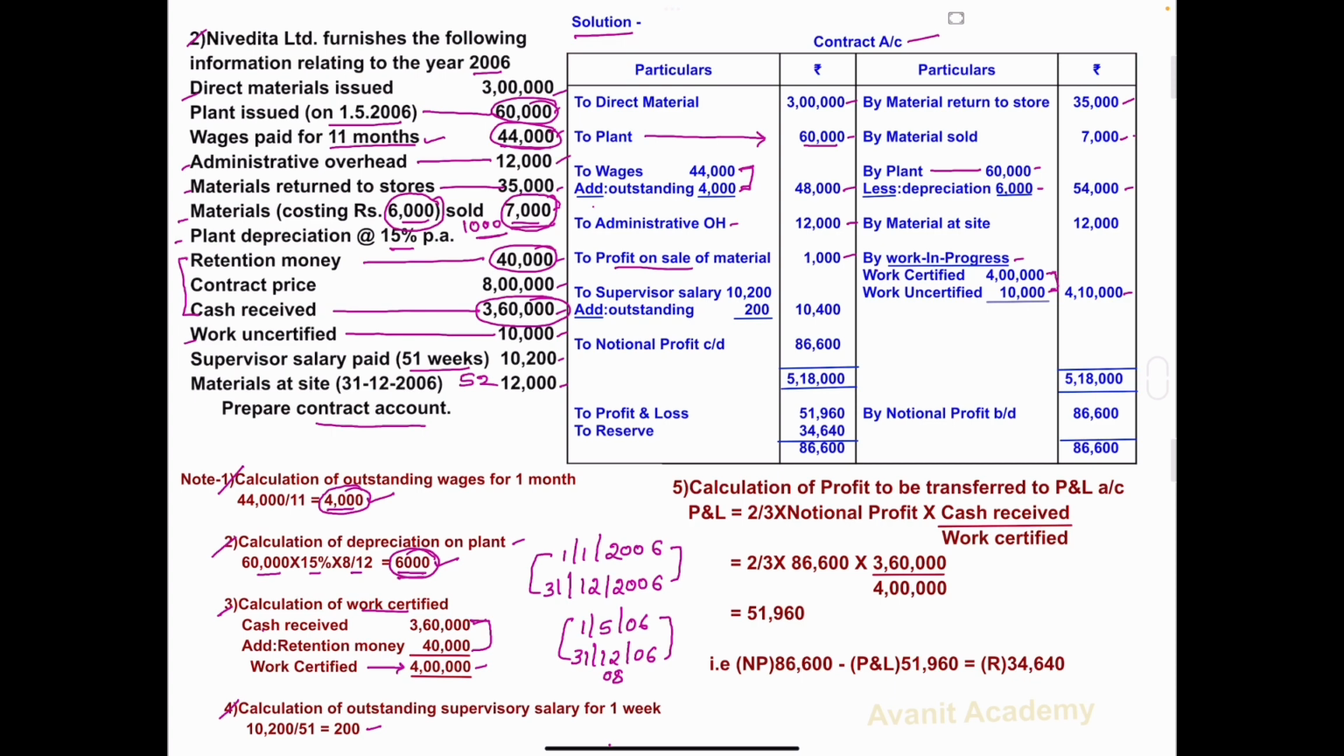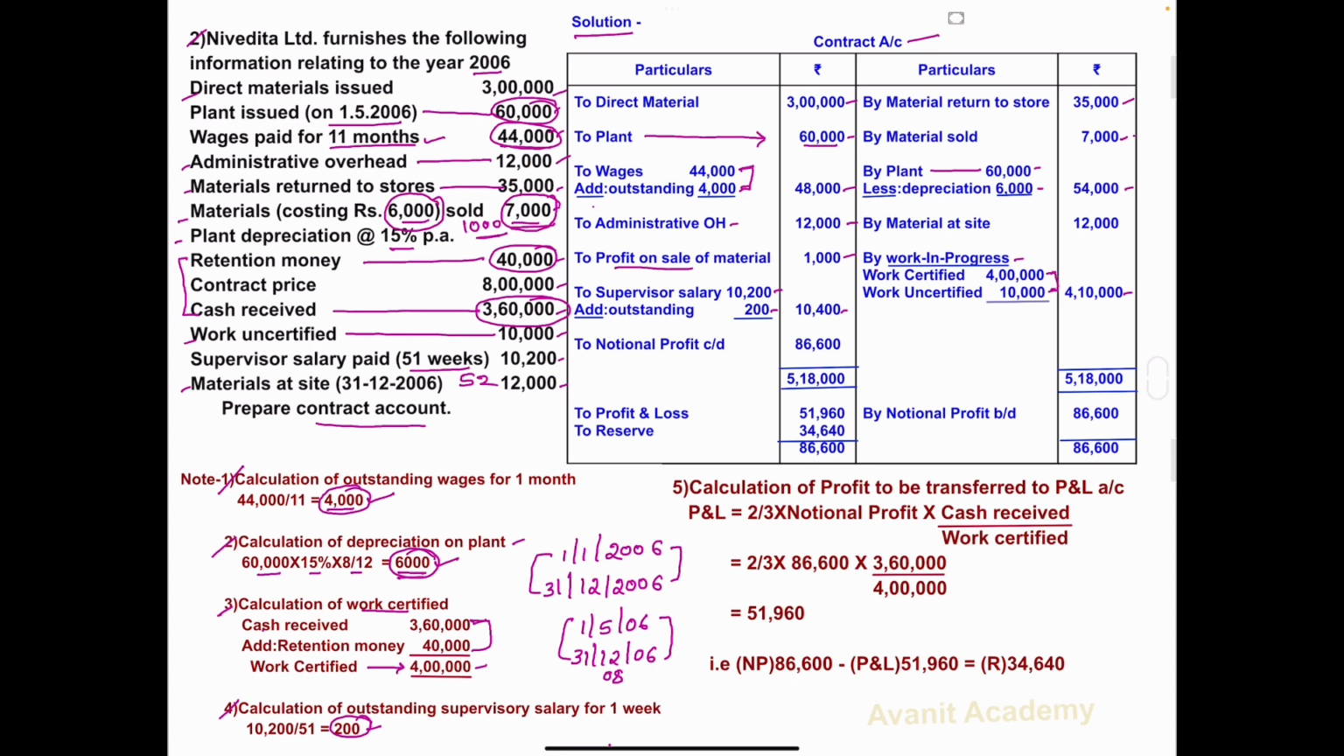Come to the solution part. To supervisor salary 10,200, add outstanding, just we have calculated 200. Add that, 10,200 plus 200, you will get 10,400. Clear? And the last transaction, last entry.